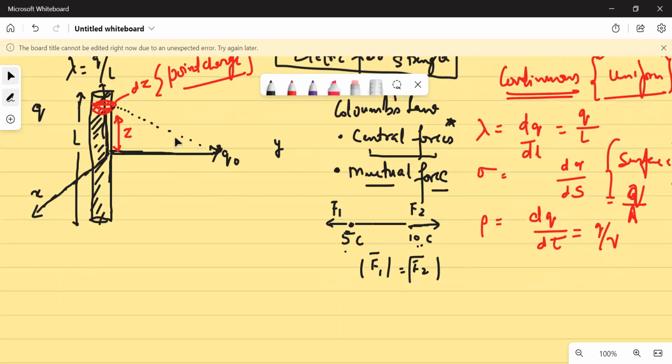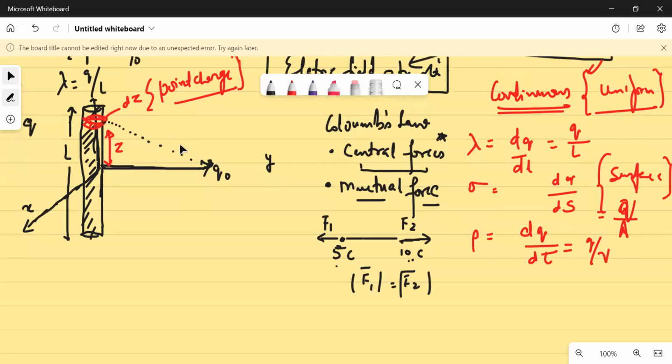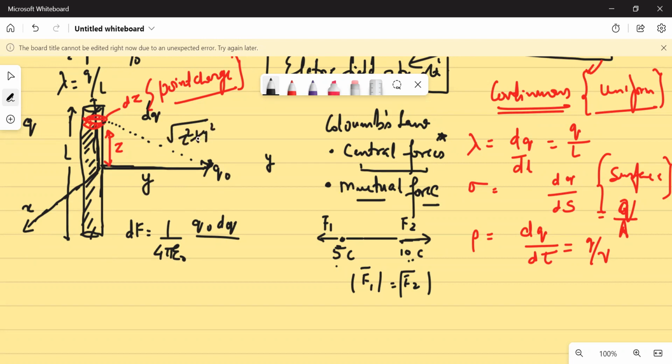Okay, so overall, understand my point. What is the force that it exerts on this Q naught? Let me write that differential element dF. So what will be the dF force? dF would be equal to 1 upon 4 pi epsilon naught, and then let's say this particular element dz contains charge dq. So this will be Q naught dq divided by, let's say the distance is root over z square plus y square. So overall, this will exert a force in this direction.